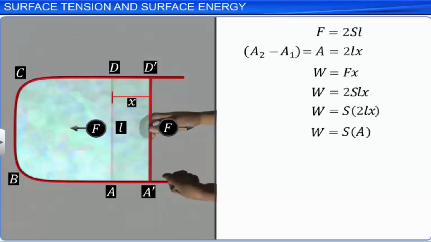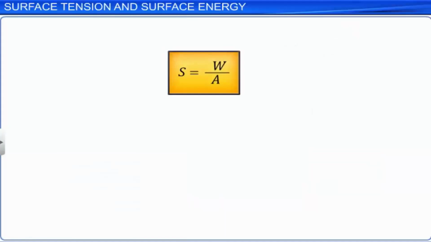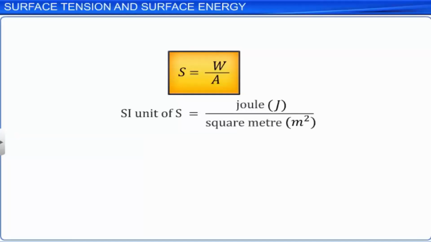Thus, we can also define surface tension as the work done per unit increase in area of the liquid surface, or surface energy per unit increase in the area of the liquid surface. Thus, the unit of surface tension can also be joules per meter square in the SI system and ergs per centimeter square in the CGS system.